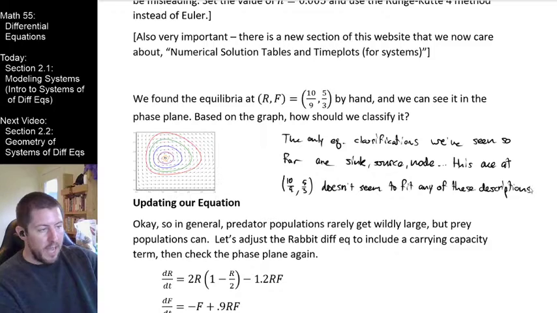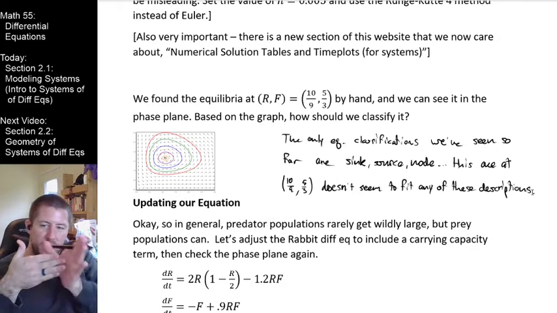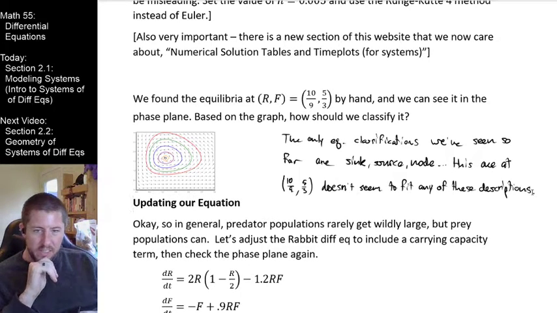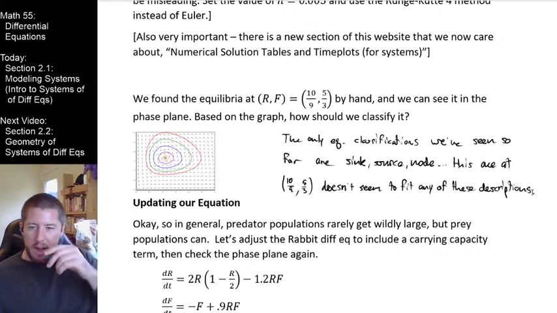So basically, I'm just saying the answer to this question is, I don't know, but it's not any of the ones we've seen so far. That one at 10 ninths, 5/3 is not a sink. Things aren't moving in towards it. Not a node. Things aren't moving into it from one direction and out of it from another direction. Not a source. Things aren't coming out from it. Things seem to be revolving around it.